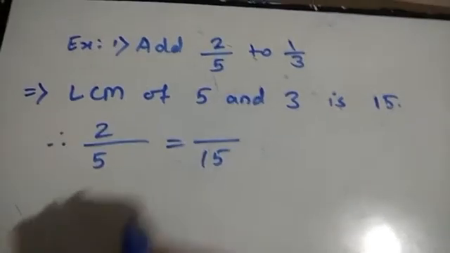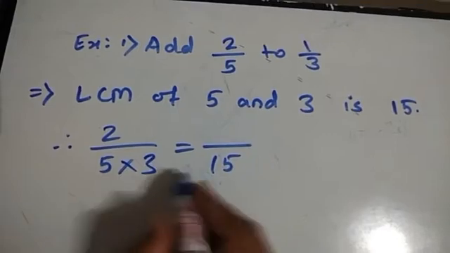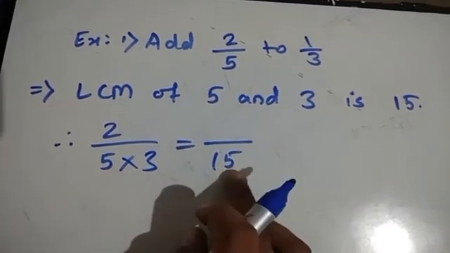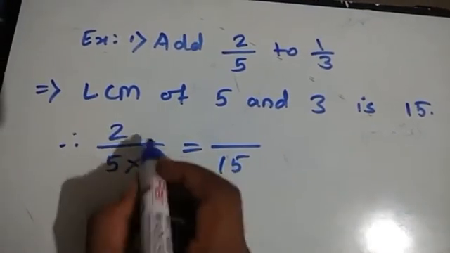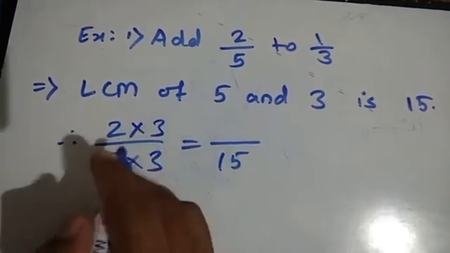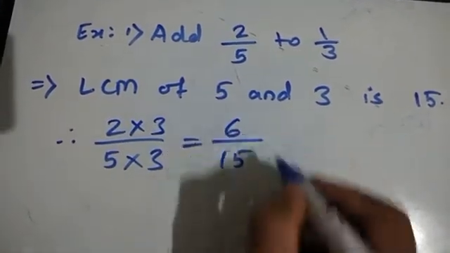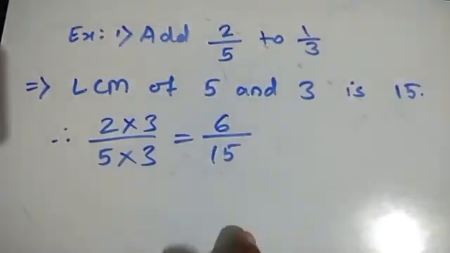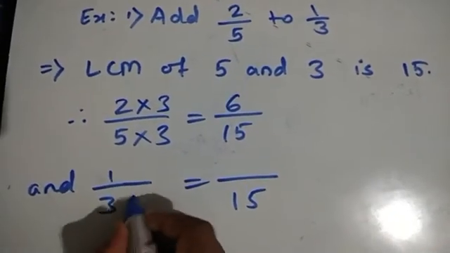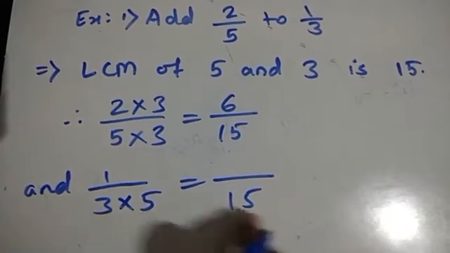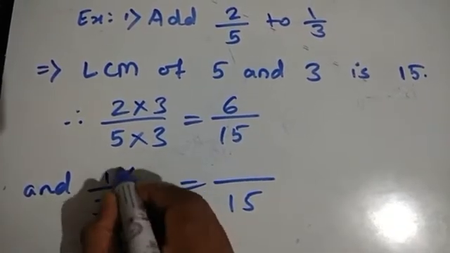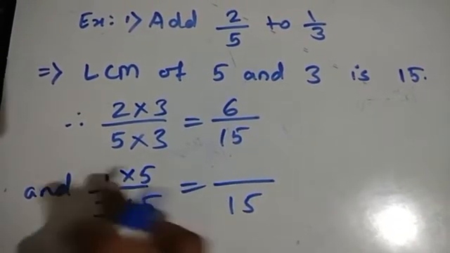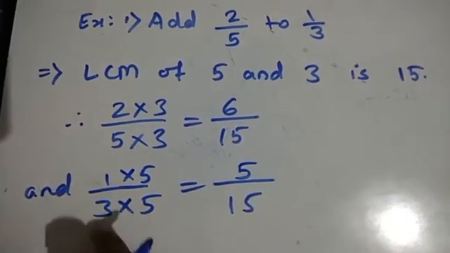Okay, so I am going to multiply this 5 with 3. So it will become 5 3s are 15. And now if I multiply its denominator by 3, then multiply the numerator also by 3. So it will become 2 3s are 6. So the fraction will be 6 upon 15. In the same way, take the other fraction. Now here see, when I multiply this 3 with 5, 3 5s are 15 I will get. Right? So multiply its numerator also with 5. So 5 1s are 5. So this fraction will become 5 upon 15.